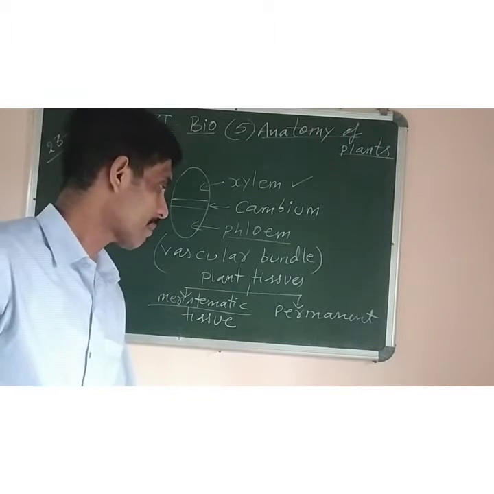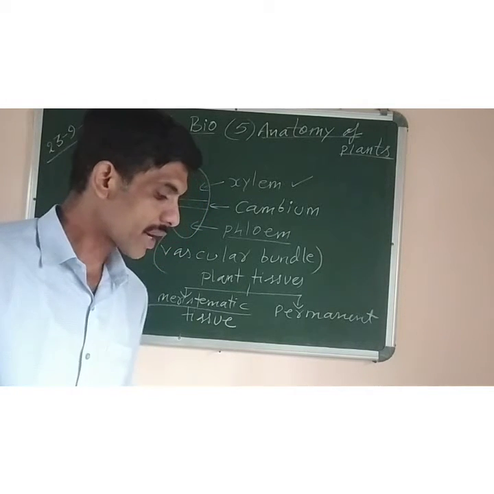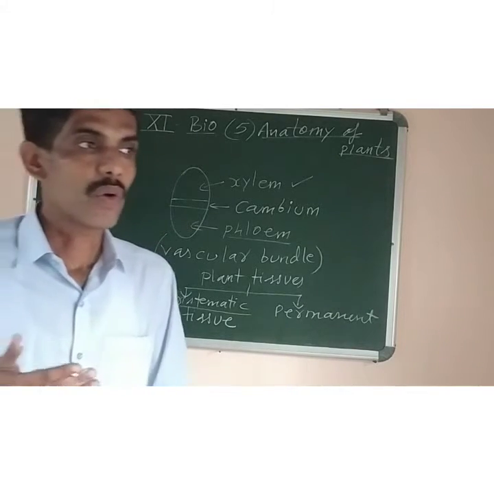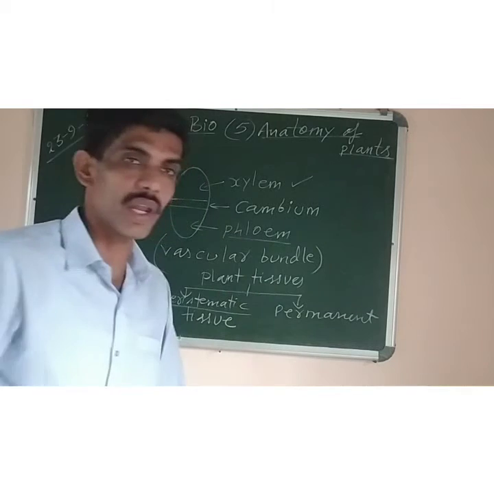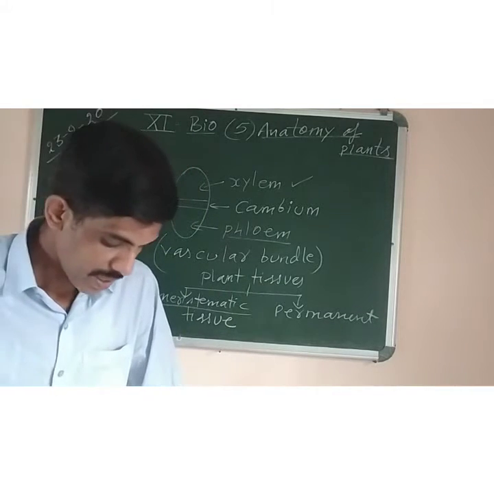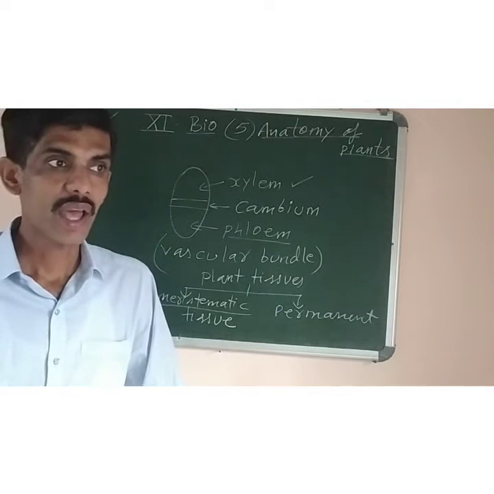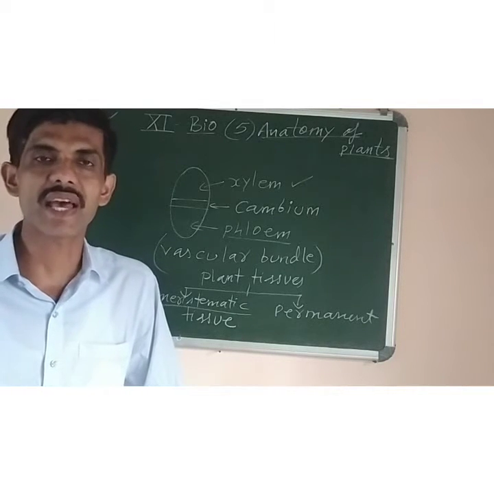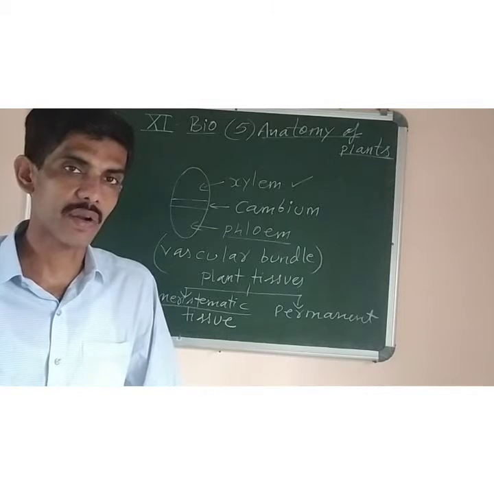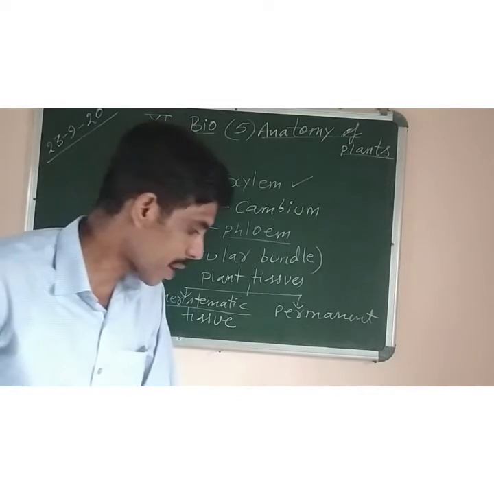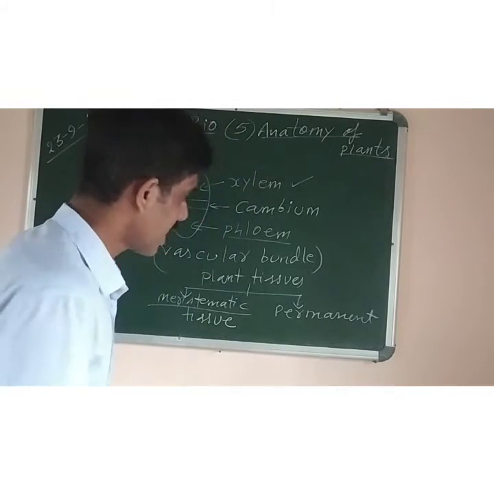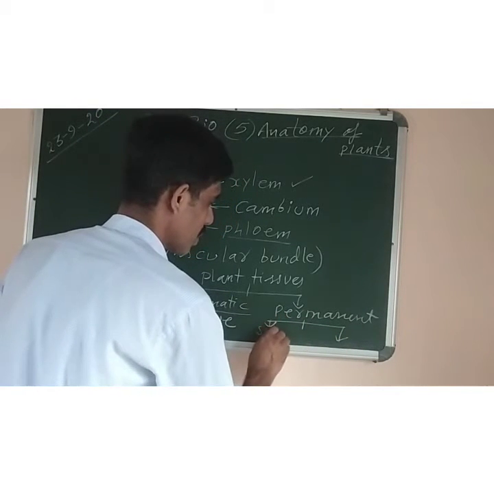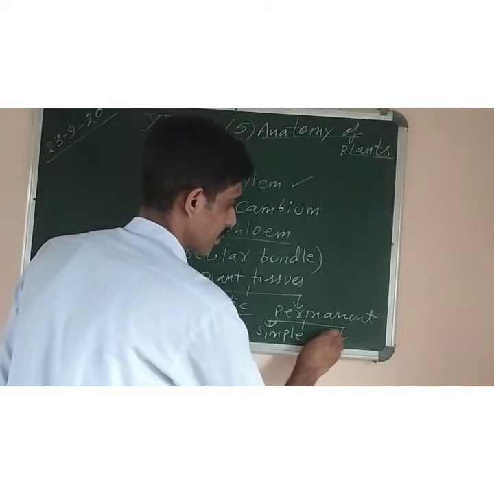Then we studied about the permanent tissue. What are permanent tissues? Those plant tissues which are made from meristematic tissue only, but once they become mature, grow old, and lose their power of division, they attain a permanent shape and size. Such plant tissues are called permanent tissues. Permanent tissues are further divided into two main types. What are they? They are simple tissue and complex tissue.